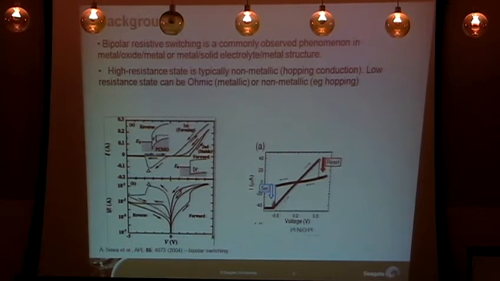We've heard many examples today of resistive switching. I just want to point out, typically the high resistance state is non-metallic. There is some sort of hopping conduction, sometimes with variable range hopping. And the low resistance state can be metallic, optical, or non-metallic. And there are just some different examples here of PCMO or nickel oxide resistive switching.